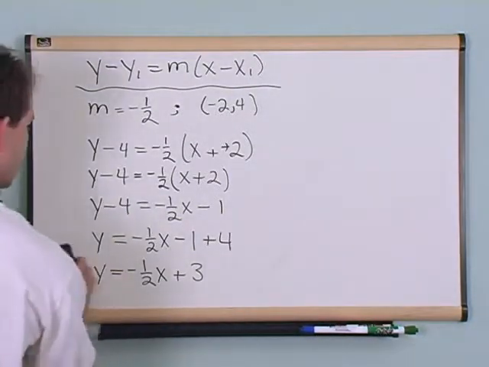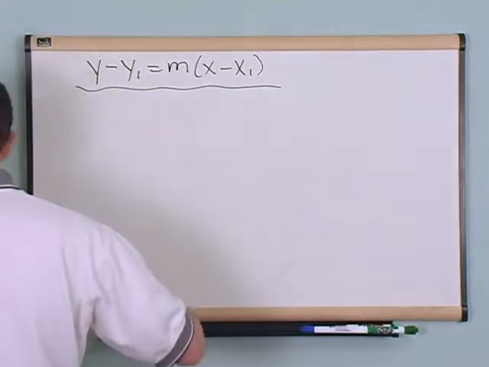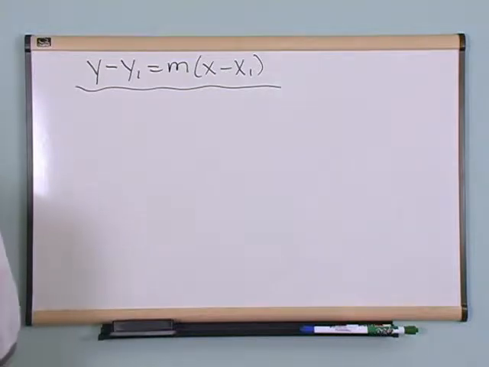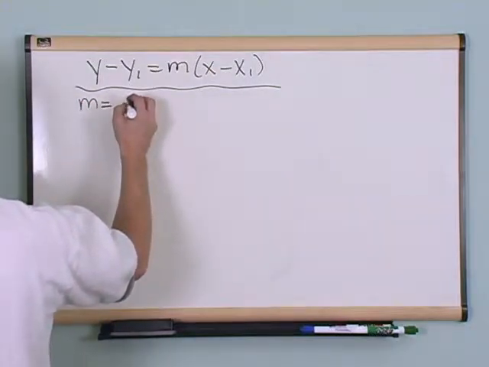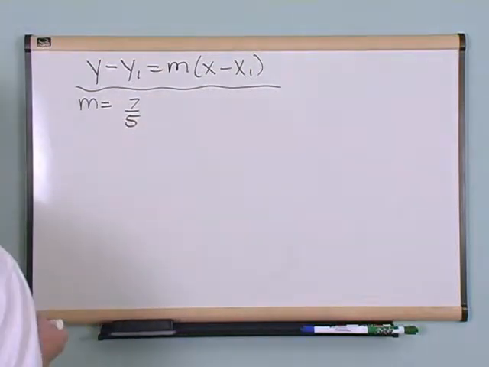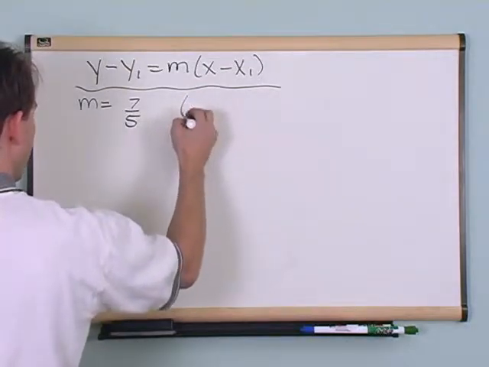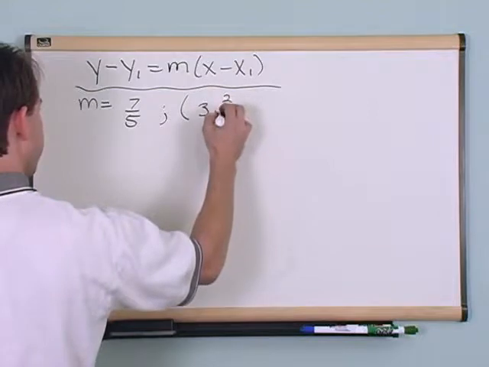Okay, so moving right along, we'll do another one. This one will be a little bit different because it'll have some fractions. Let's say the slope is equal to 7/5. Again, it's just another slope, rise over run. And I know that a point on that line is (3, 2/5).